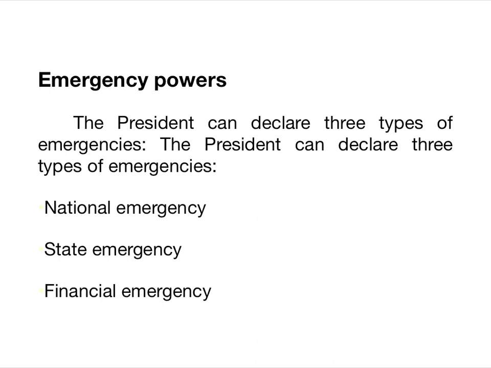Since independence, there were 3 instances of declaration of national emergency. The first instance was during the Indochina War, from the 26th of October to the 10th of January 1968. The second was during the Indo-Pak War, from the 3rd of December 1971 to the 21st of March 1977. And the third instance was from the 25th of June 1975 and terminated on the 21st of March 1977.